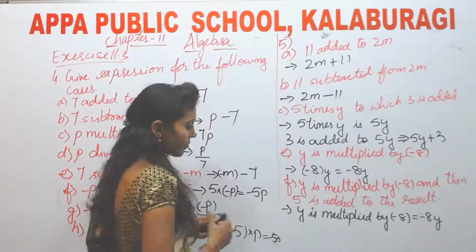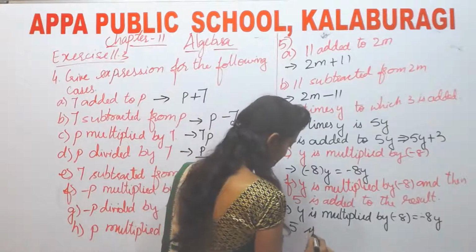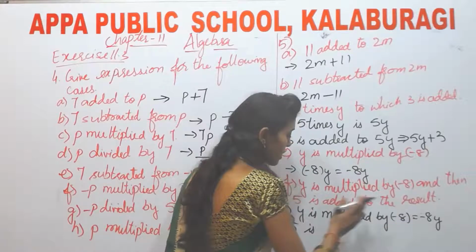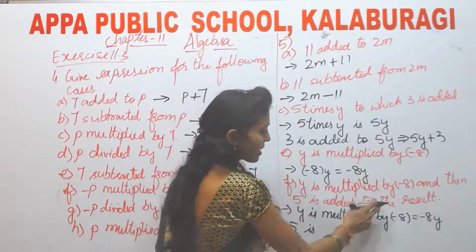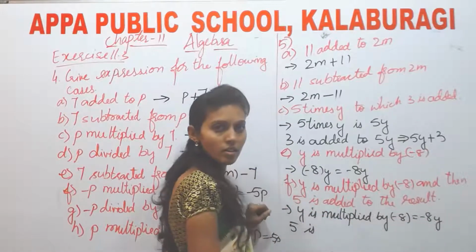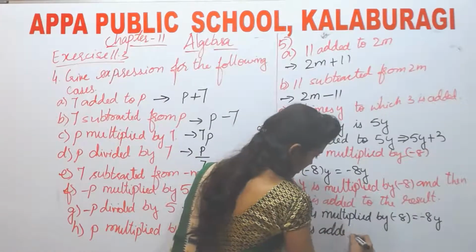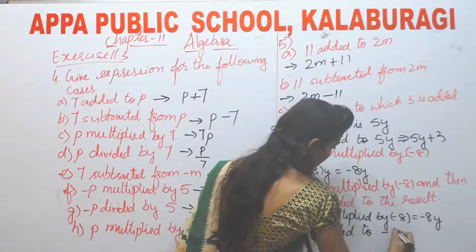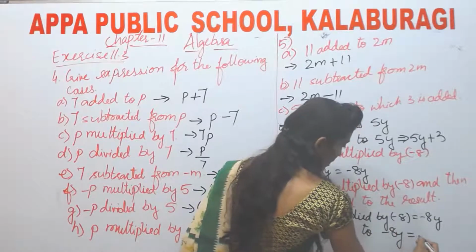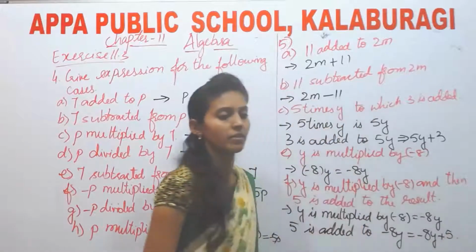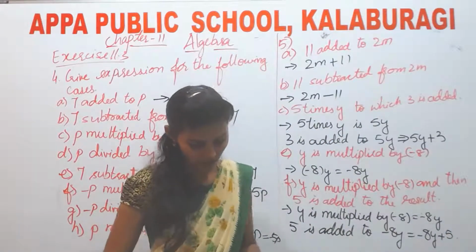5 is added. When we multiply, we will get this result. To this result, 5 is added. This is the result, right? 5 is added to minus 8y. So this is nothing but minus 8y plus 5. Right? Yes.